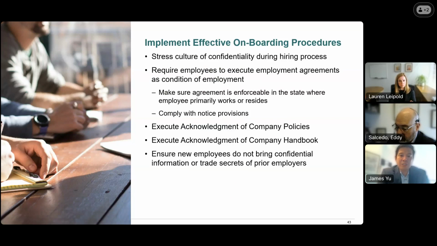Eddie mentioned this, but you also want to make sure that you comply with mandatory notice provisions for employment agreements that contain restrictive covenants that some states may have. Those can be waived by the employee, but in certain states you have to allow up to 14 days for an employee to review and sign an agreement that has a non-compete or non-solicitation in it.